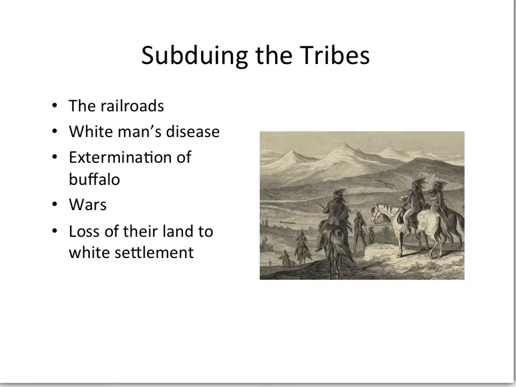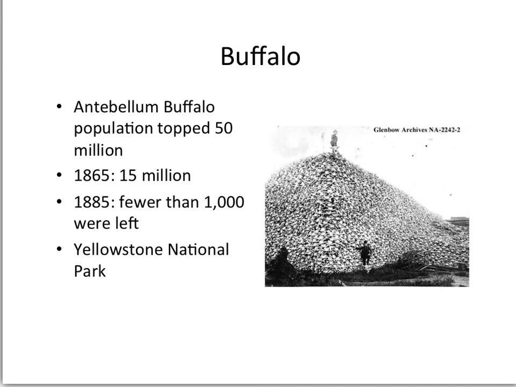So one of the things that we see in terms of subduing the tribes, obviously the railroads are going to play a major role. Disease is going to play a major role as we begin to expand west. The extermination of the buffalo. Again, prior to the Civil War, all these numbers, and then after, right, smaller. The wars between the white man and the native man, and again, just the loss of their land. So again, one of the things that we see in this picture is these guys standing on all these skulls of buffalo.